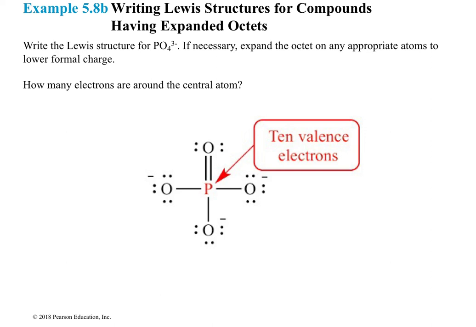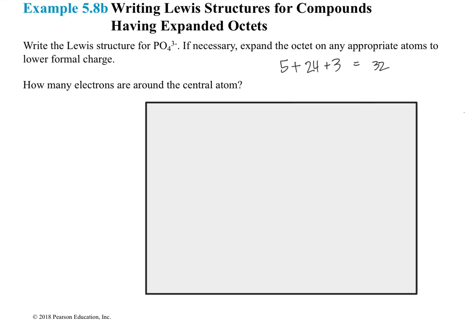our formal charge. So phosphate. Phosphate has 5 valence electrons from phosphorus, 24 from oxygen, and 3 extra. So I have 32 valence. Now, I wish I could erase that. Awesome. So we're going to just draw our phosphorus with our 4 oxygens. 2, 4, 6, 8, 10, 12, 14, 16, 18, 20, 22, 24, 26, 28, 30, 32. You might say, hey, 32, I'm good. But you're not good. You're fine.